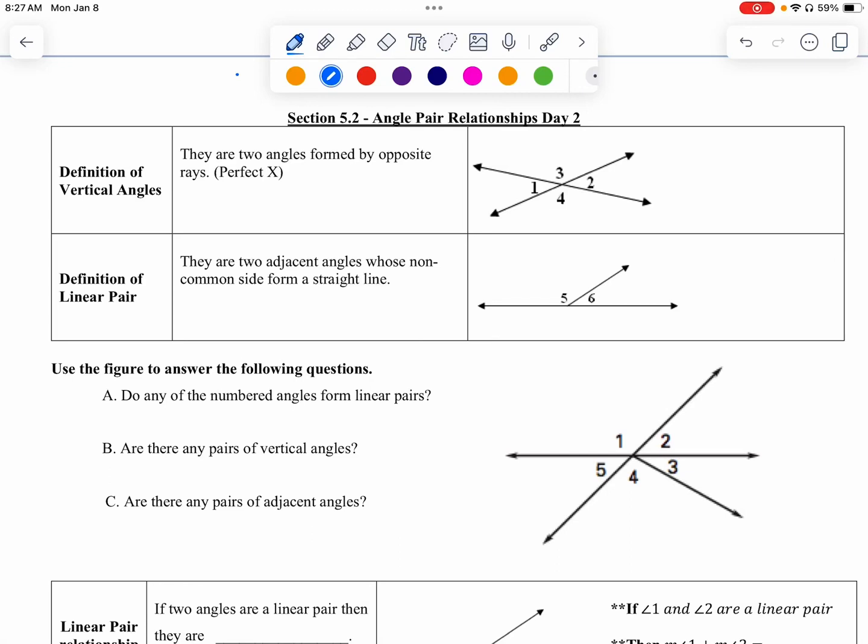Welcome everybody. Today we're going to be talking about angle pair relationships again. So our first word of the day is vertical angles. They are two angles formed by opposite rays. They create a perfect X.